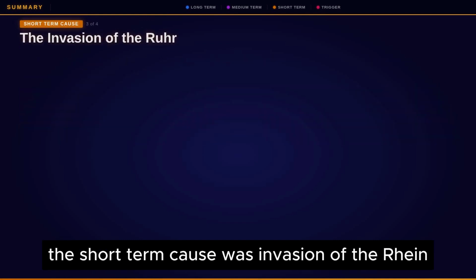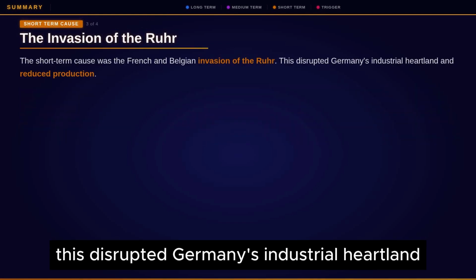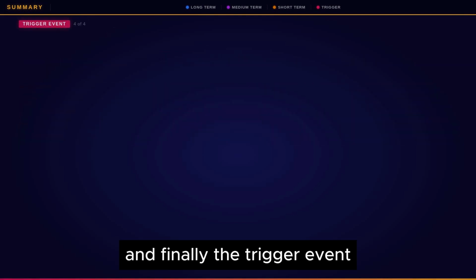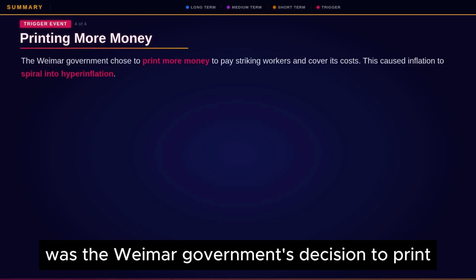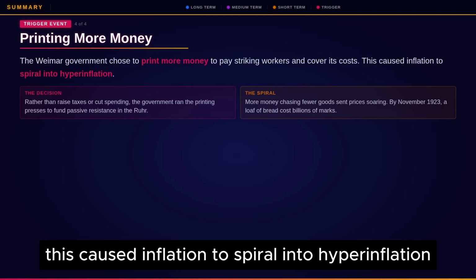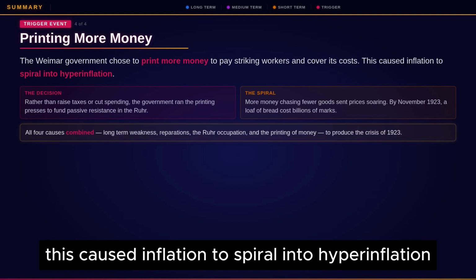The short-term cause was the invasion of the Ruhr. This disrupted Germany's industrial heartland and reduced production. And finally, the trigger event was the Weimar government's decision to print more money to pay striking workers and cover its costs. This caused inflation to spiral into hyperinflation.